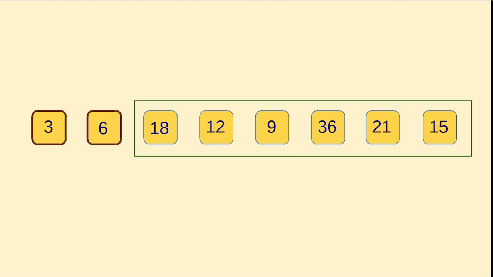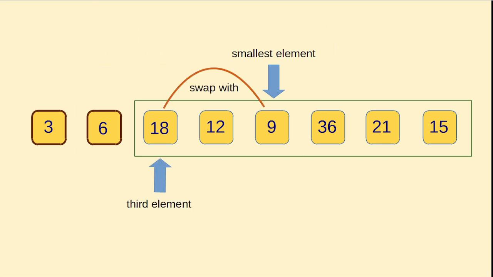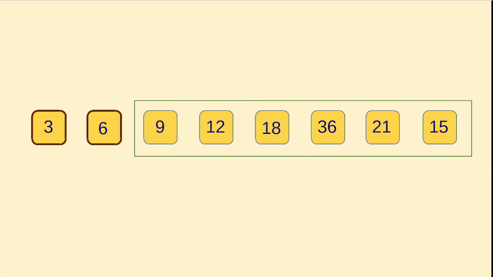In the third pass, again we find the smallest element to be the value equal to 9, and we swap this smallest element with the third element, which is the first element in the green rectangle. Having swapped, we have the smallest element in the beginning, so we lock this element.